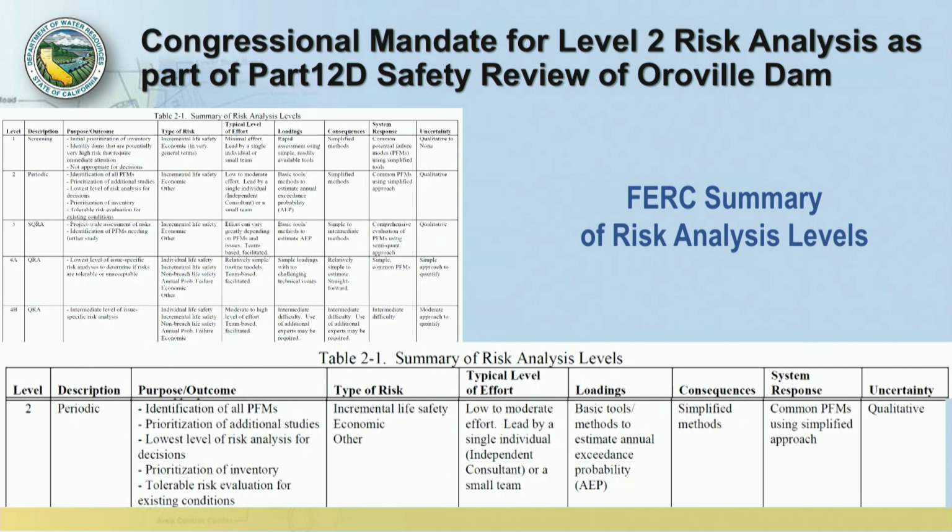The typical level of effort is low to moderate, led by either a single individual, like an independent consultant, or a small team. The loadings are basic tools and methods to estimate annual exceedance probability. The consequences are estimated by simplified methods, and the system response are common PFMs using simplified approaches, and the uncertainties are evaluated on a qualitative basis.